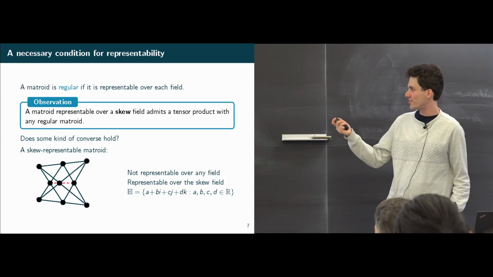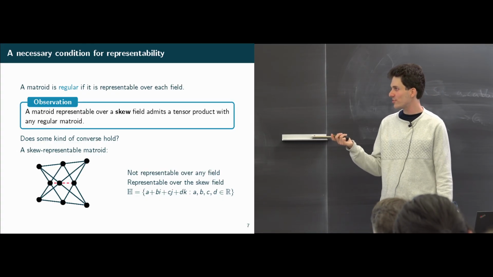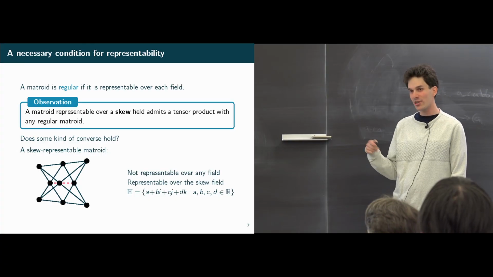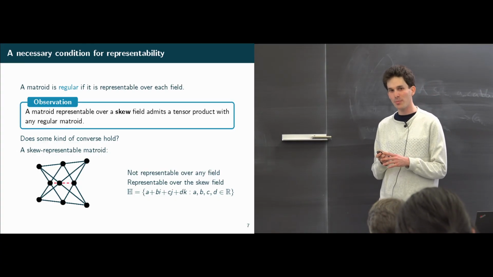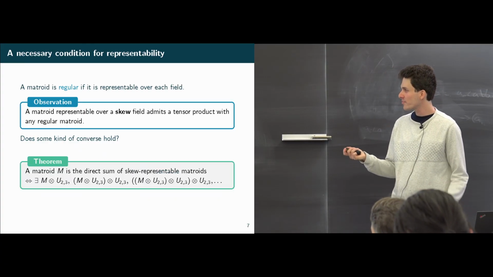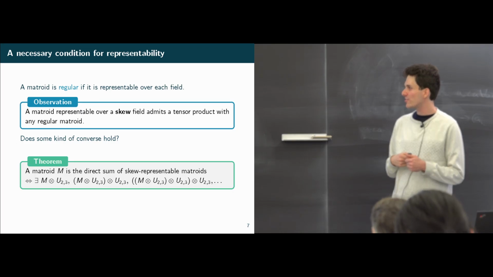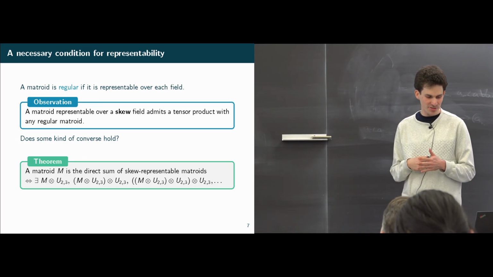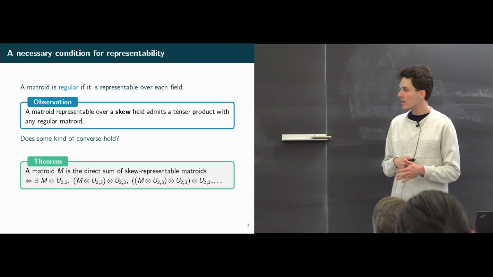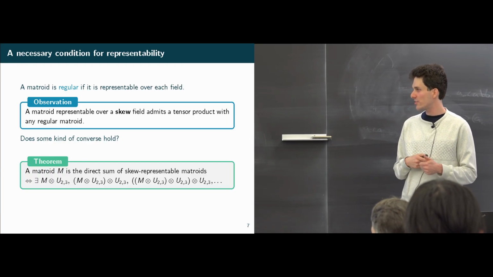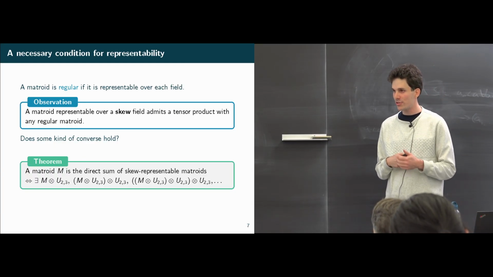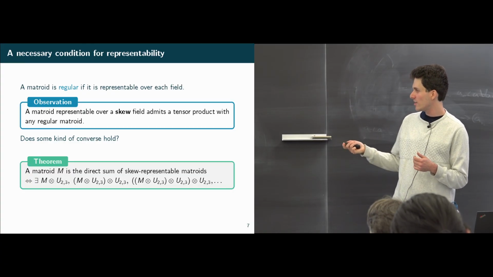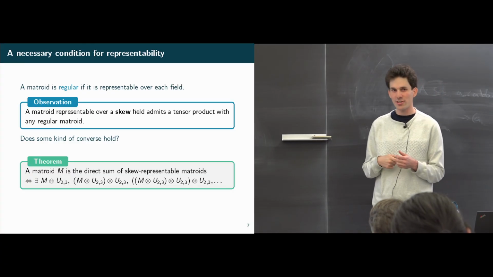So the new question is whether some kind of converse of this observation holds: whether it is true that if a matroid admits a tensor product with a regular matroid, then it is representable over a skew field. And for this question, we have almost yes. This is our first main theorem: a matroid is the direct sum of matroids representable over skew fields if and only if this whole sequence of tensor products exists.